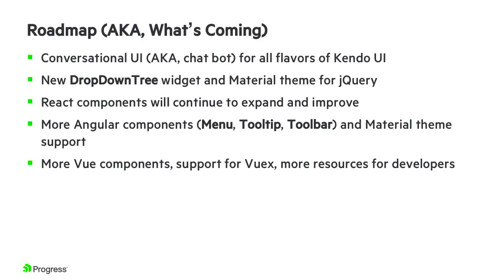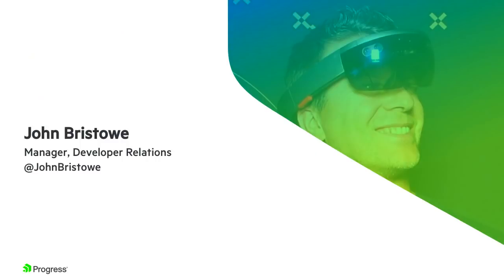and introduce new ones. On the Angular side, we'll be taking a look at adding the menu, tooltip, toolbar, and a couple of other widgets alongside with additional material theme support. And on the Vue side, we'll look to include more components, of course, similar to what we're doing on the jQuery side, as well as what other Vue ecosystem libraries we can support, like for example, Vuex, and additional resources for our Vue developers. Wonderful stuff, Carl.